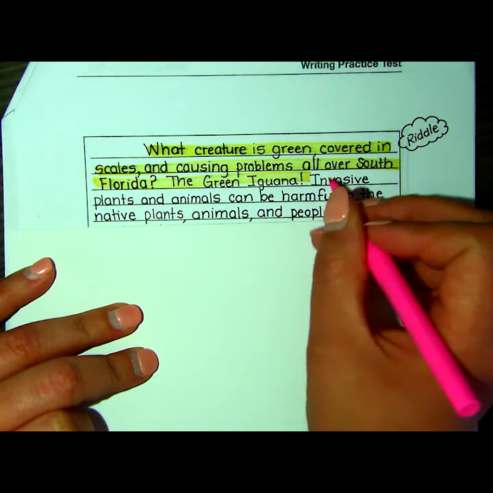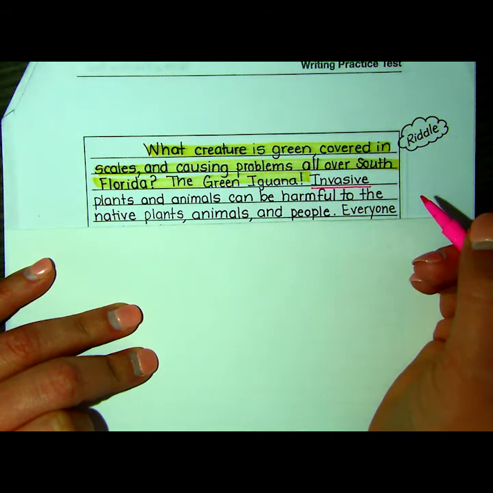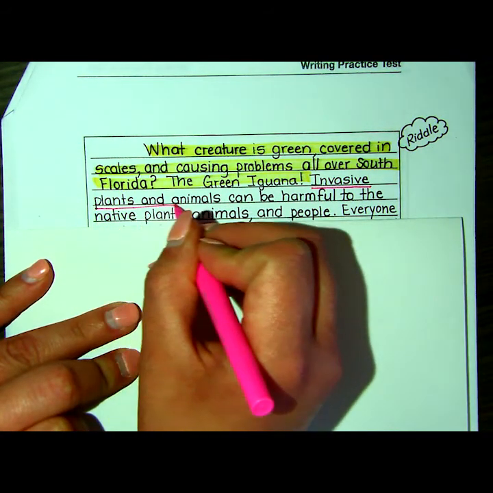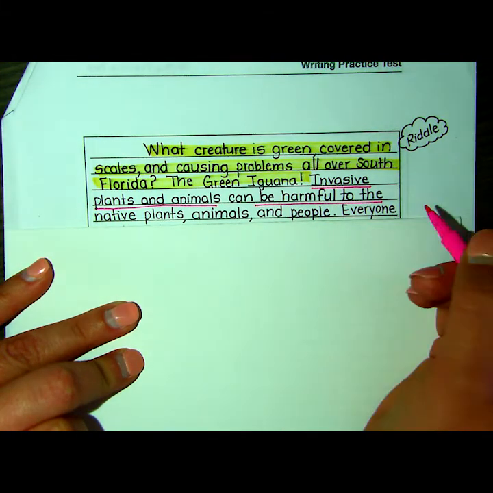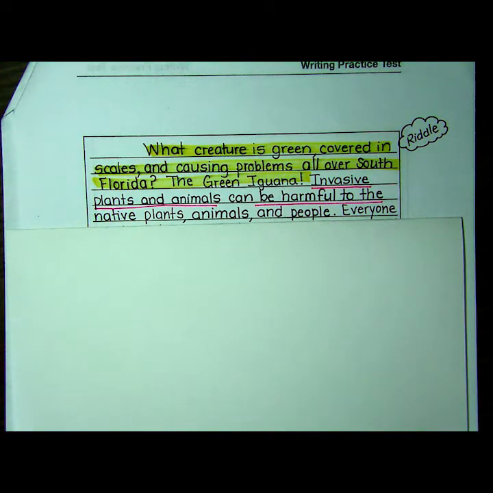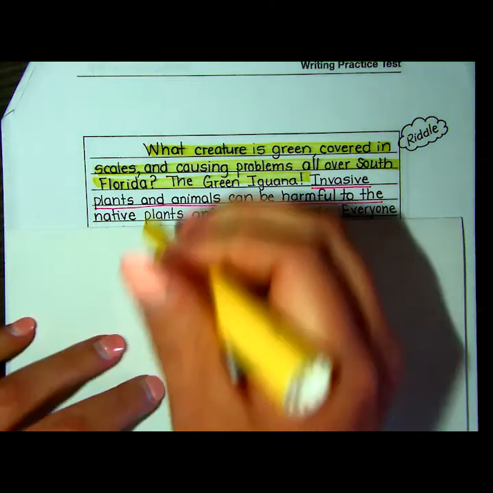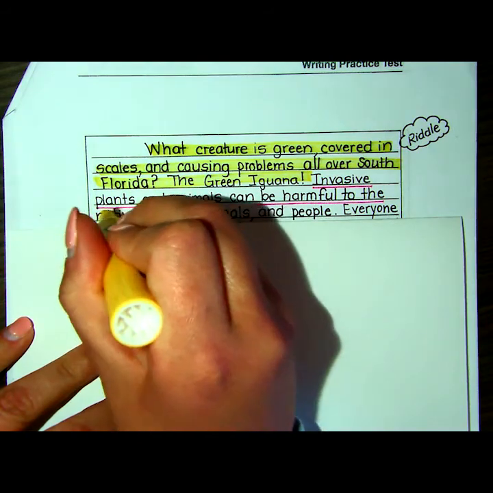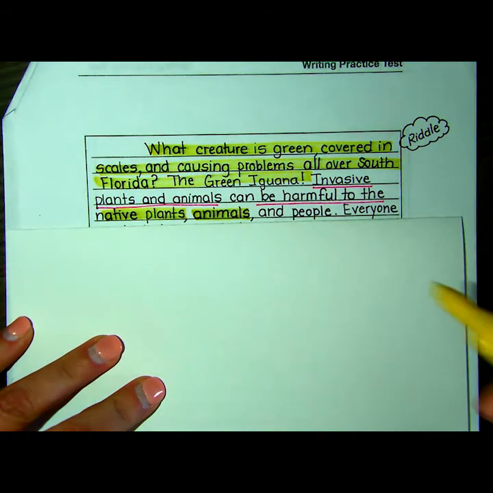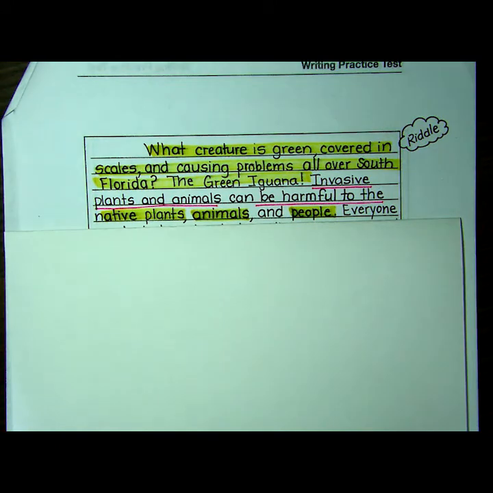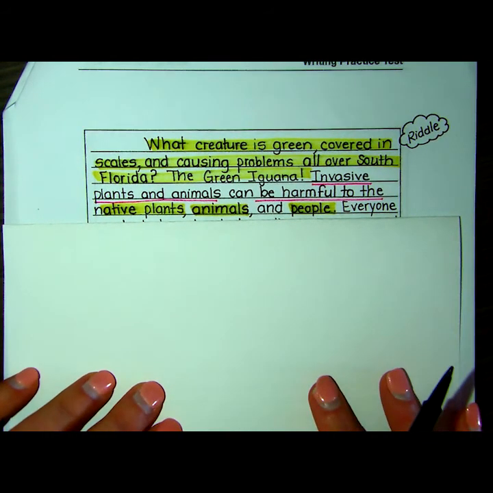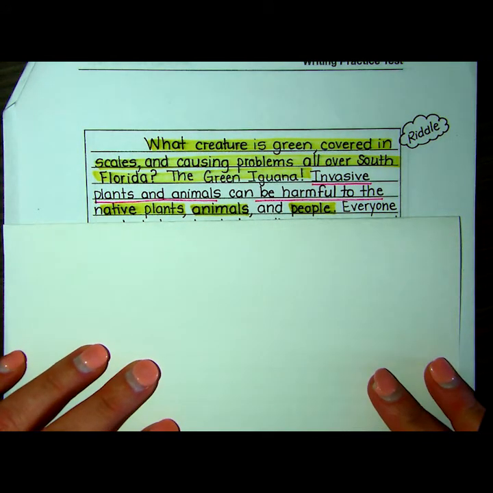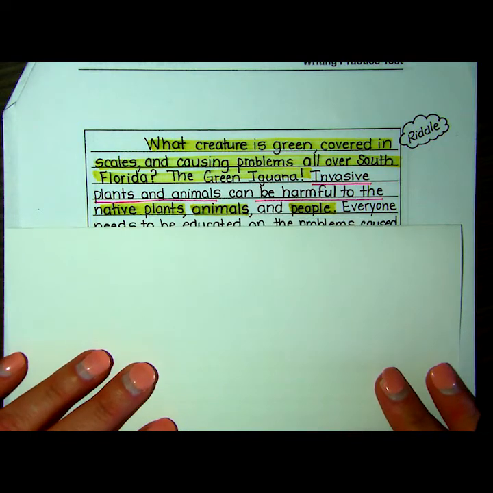So my task is referring to invasive plants and animals and the problems that they are causing. Can be harmful to the, and did you catch my 3 big ideas? Native plants, animals, and people. Native meaning they lived there before these invasive species were introduced or started taking over. I know my last sentence needs to be a strong closing statement.